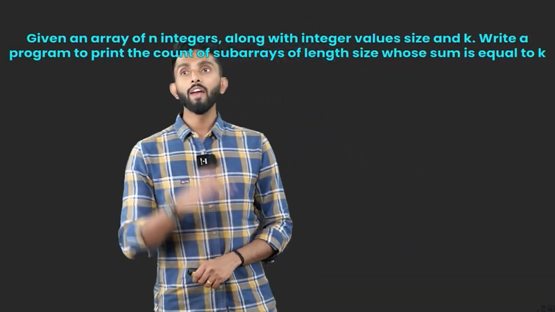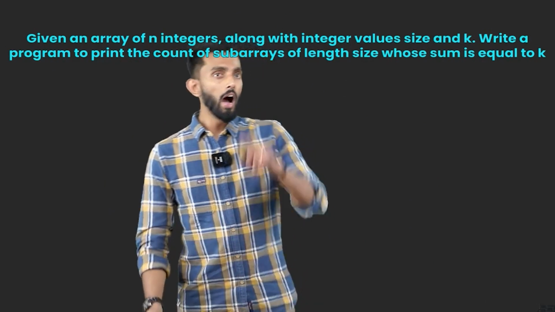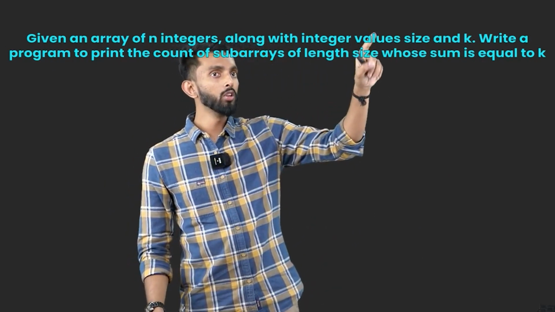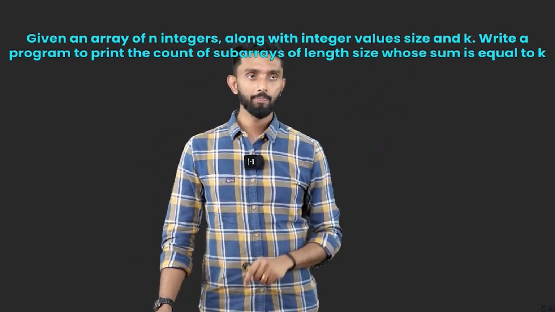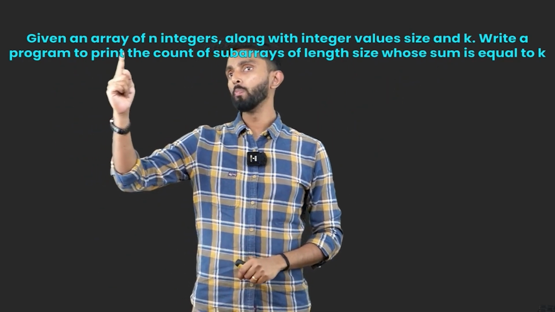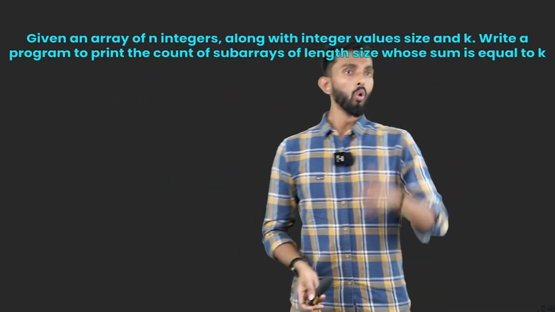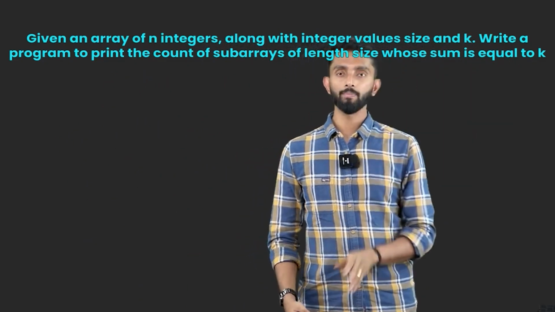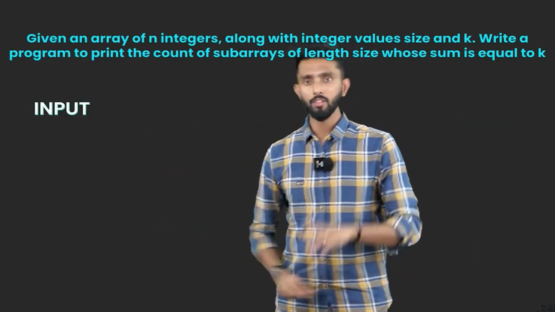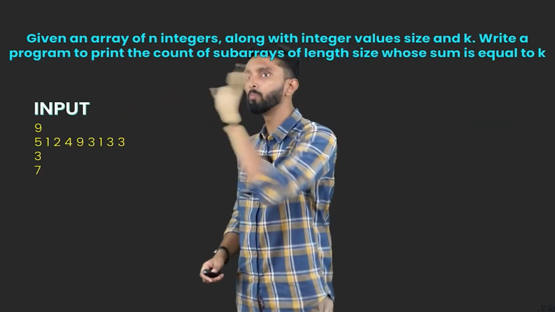The next question says, given an array of n integers along with integer values size and k, write a program to print the count of subarrays of length size whose sum is equal to k. Now this is very interesting. Look at this. If you didn't understand the question, always look at the input. You will get an idea.